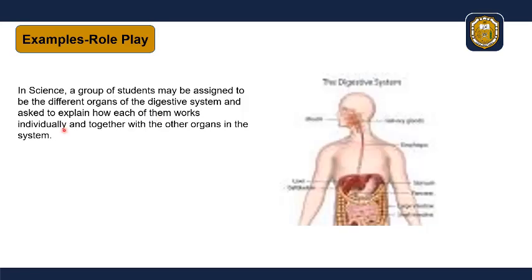Another example in science: a group of students may be assigned to be the different organs of the digestive system and asked to explain how each of these organs works individually and together with other organs in the system. So this is the digestive system. Each student will take the role of one organ and understand how it works, and then they will explain collaboratively how the system works. So this is a role play activity.